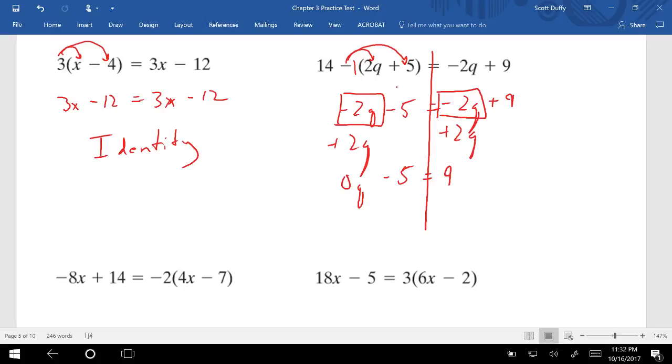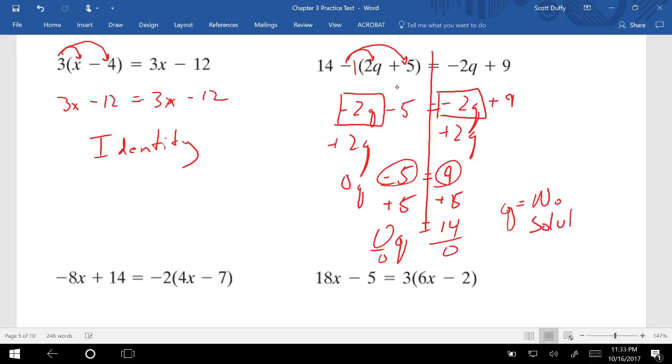And then I want to move this negative 5 over to the 9. Plus 5, 0q equals 14. Try and divide that by 0. Q doesn't exist. No solution.